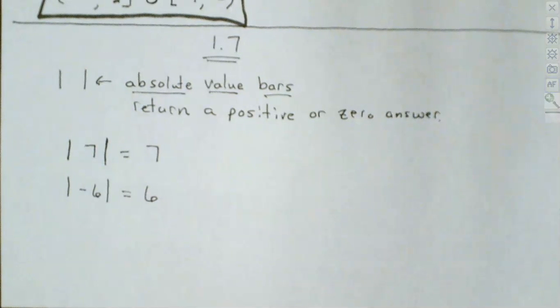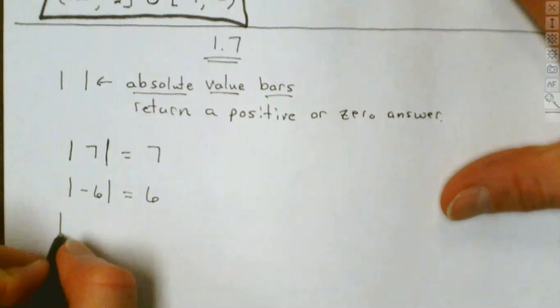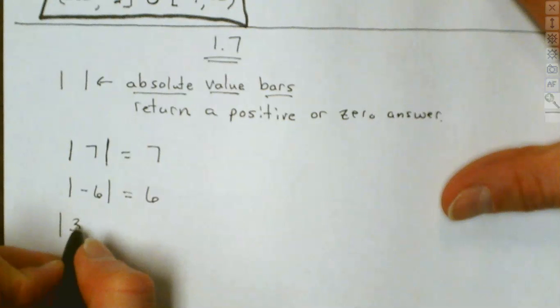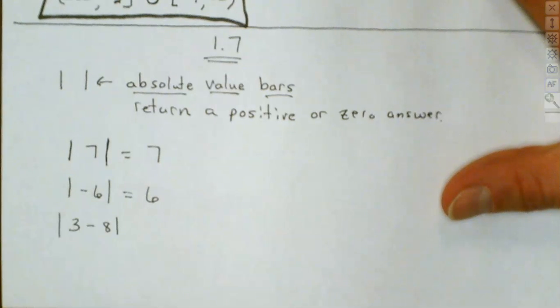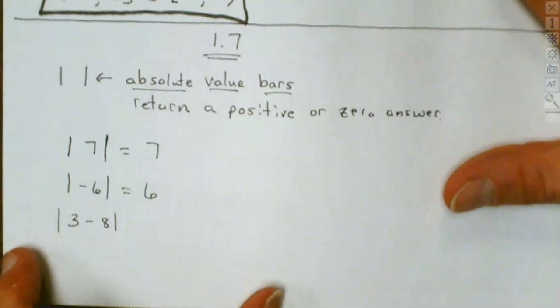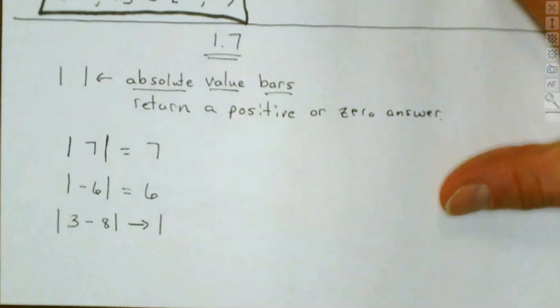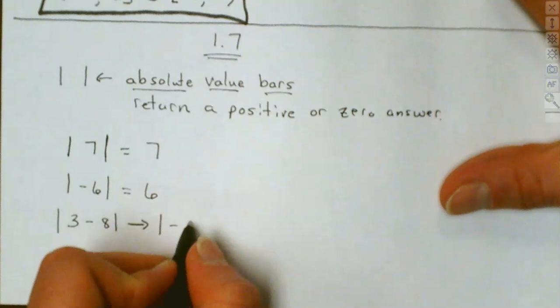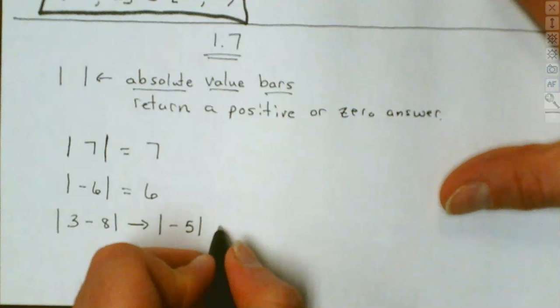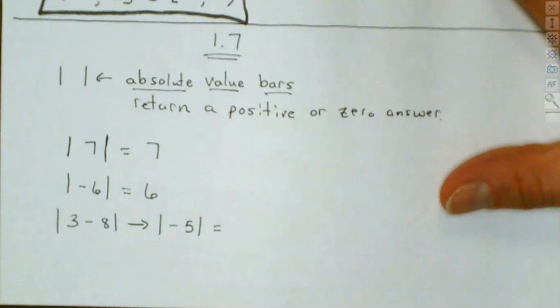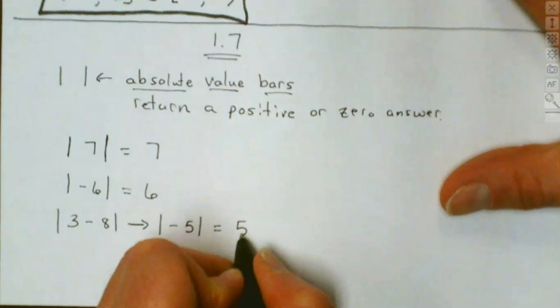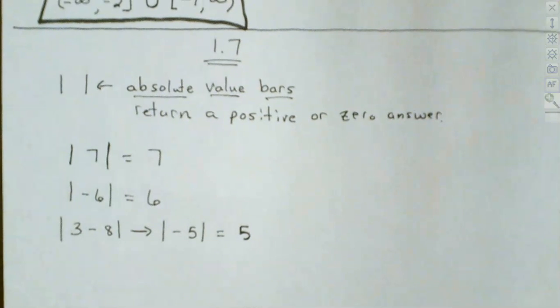Right? What about the absolute value of 3 minus 8? Well, absolute values are kind of like parentheses. You do the inside first, so 3 minus 8 makes it a negative 5, and then what's the absolute value of negative 5? Positive 5. I didn't change the inside at all, did I? I worked with it first, then I took my absolute value.